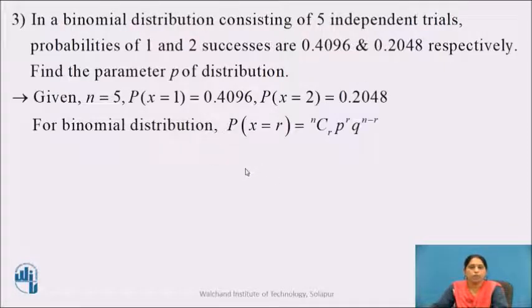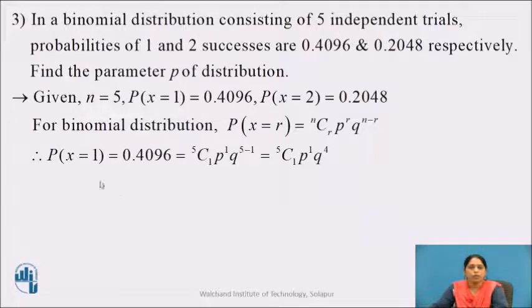And we know that for binomial distribution, probability of x equals r is nCr p raised to r q raised to n minus r. Therefore, probability of x equals 1, which is 0.4096, can be formulated as 5C1 p raised to 1 q raised to 5 minus 1. Here n is 5, r is 1. Compare this probability of x equals 1 with probability of x equals r. So we get the value of r as 1.